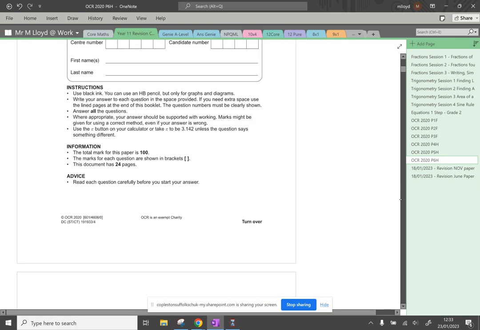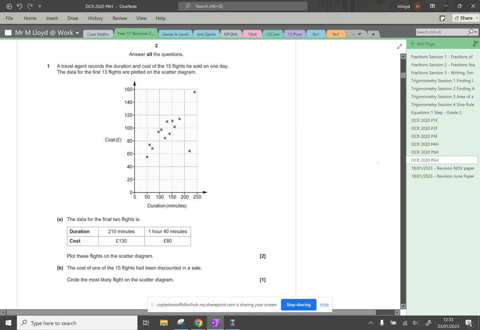So let's get started. Question 1, we've got our scatter diagram, and it says a travel agent records the duration and cost of the 15 flights he sold on one day. Lucky travel agent. The data for the first 13 flights are plotted on the scatter diagram. The data for the final 2 are below. Please plot them. So 210 minutes is the square to the right of 200, and that will go up to 130. And I'm plotting that one just in the middle because the scale goes up in 20s.